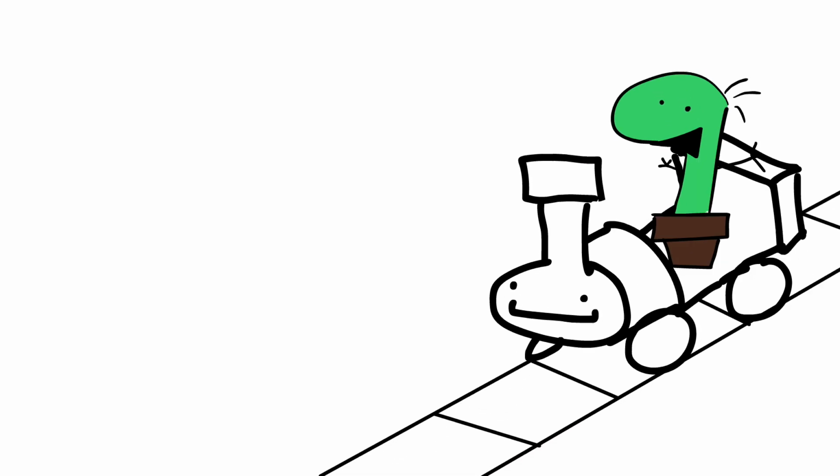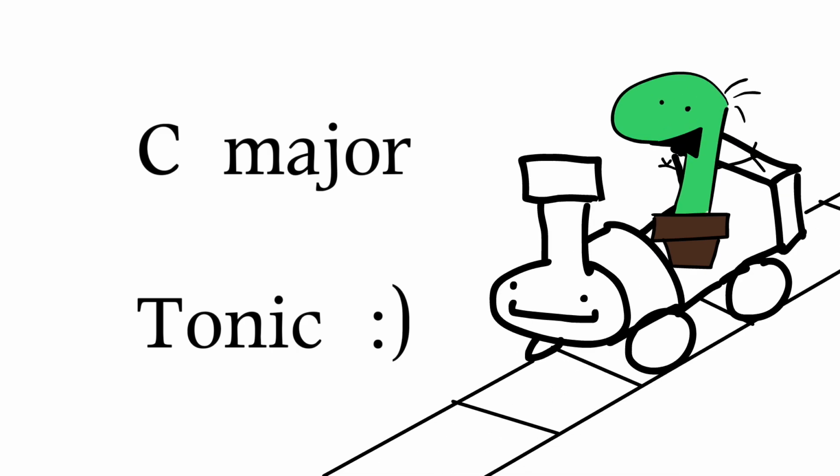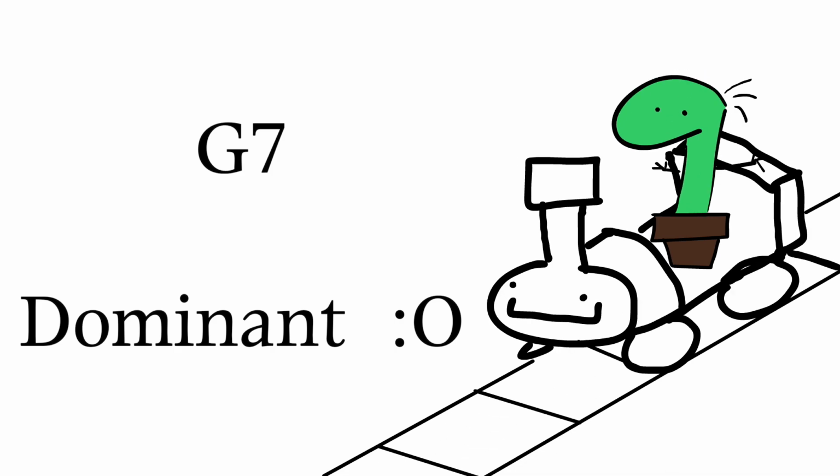The reason behind this is the idea of tension and release. Tonic chords have the least amount of tension because it is the chord that is built off the scale our song is in. So if we have a song in C major, our tonic chord will be a C major chord. Dominant chords, on the other hand, have the most tension.